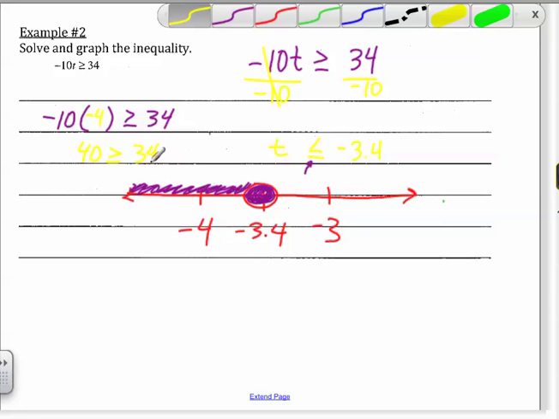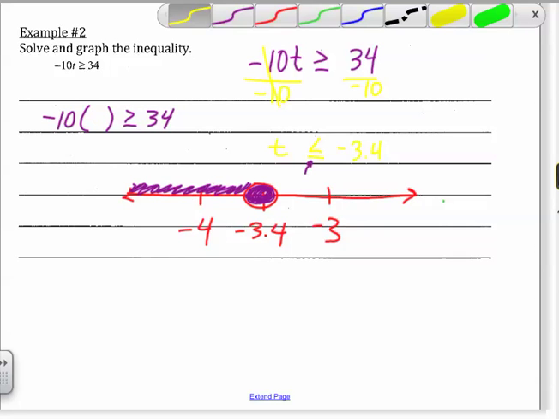Okay, so that works. All right, let's go back. Let's plug in, how about negative 20? Okay, you've got your calculator. What's negative 10 times negative 20? Positive 200. Does that work? Is that greater than or equal to 34? Yeah, it is. It's greater than in this case.